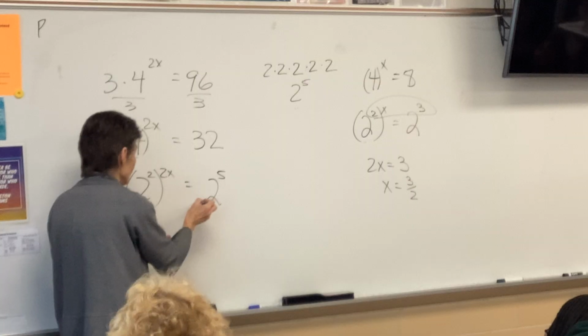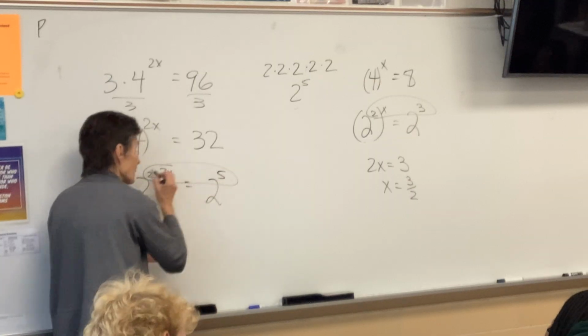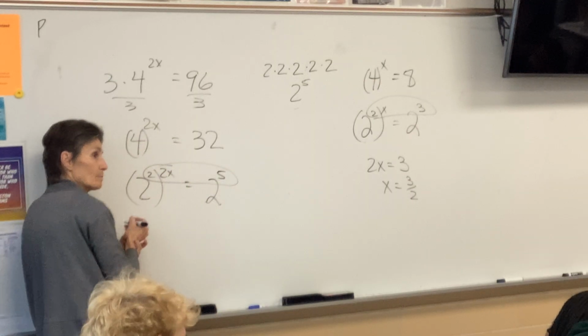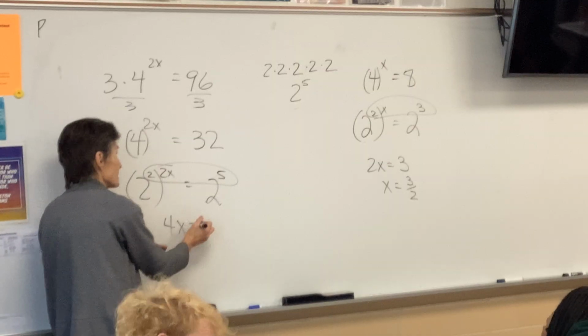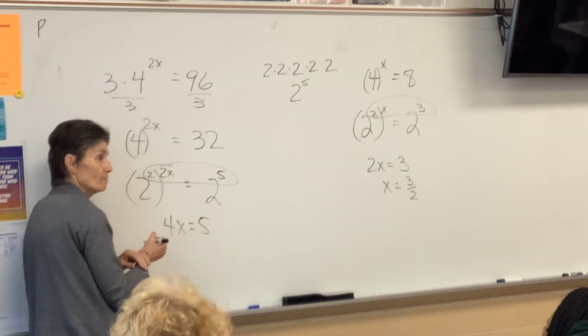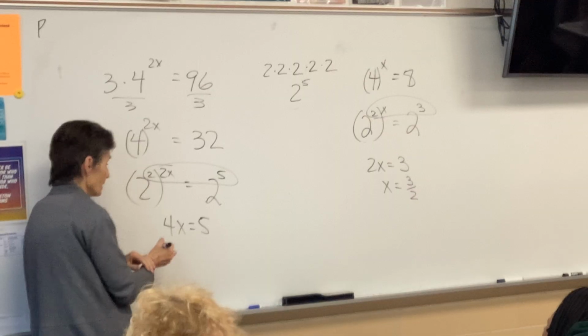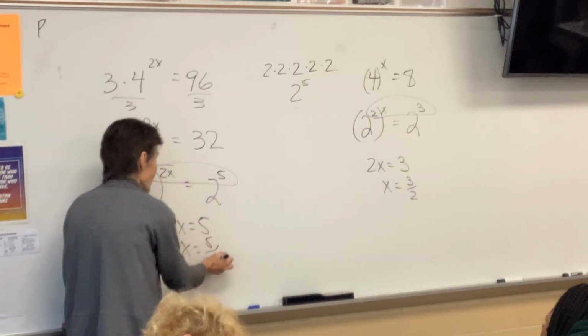If I make them both 2's, then I can make my exponents equal. So 4x equals 5, and x equals 5/4.